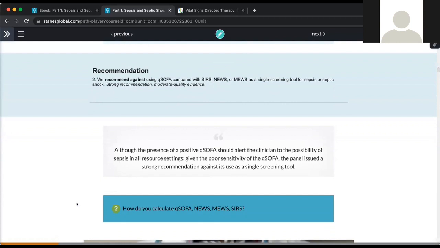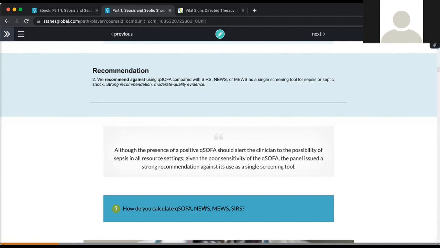So I'm going to ask this next question, and that is, how do you calculate qSOFA or quick SOFA, NEWS, MEWS, and SIRS? How do you calculate these things? So if people are a little bit slower to answer, I actually would be slower to answer as well because I'd have to get out my resource to do that.